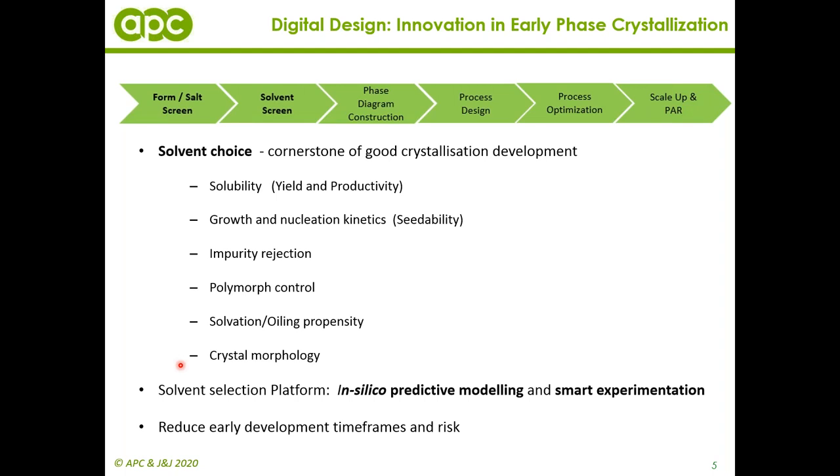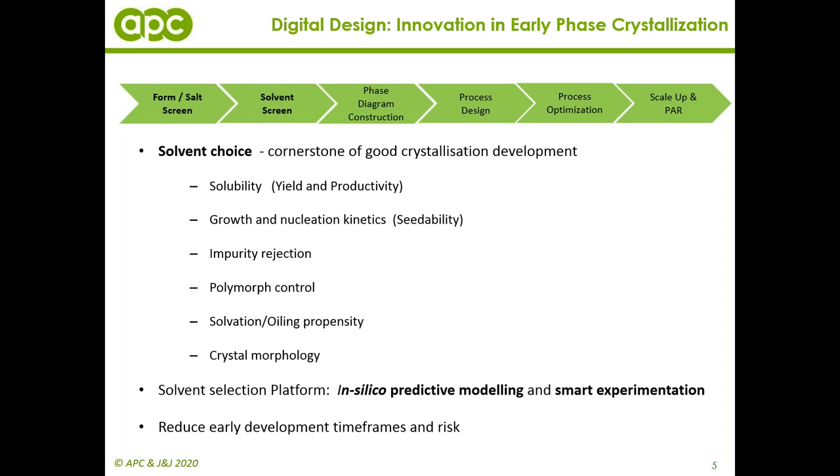But despite the importance of this choice, early development solvents are usually chosen quickly, with only the impact on product yield considered. And this can lead to processability issues or, for example, purity issues in later phases, either during the scale-up or optimization phase, or even when it comes to manufacturing, when the material is being delivered to either clinic or market.